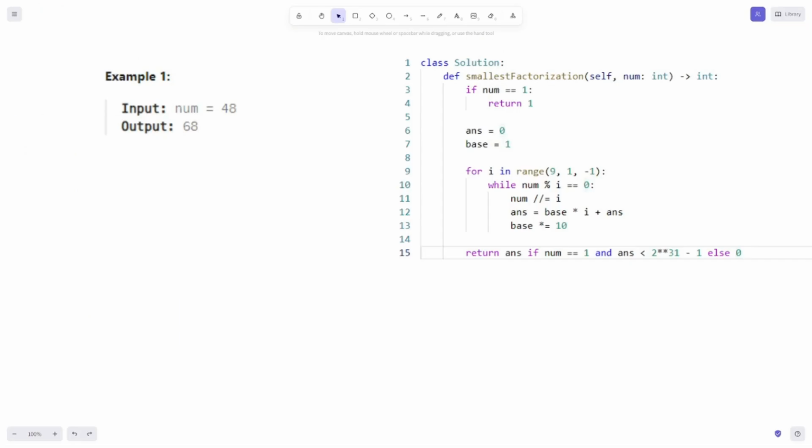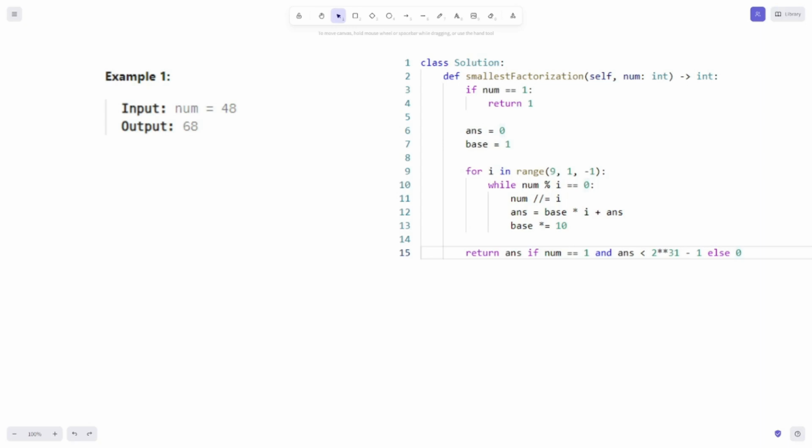Okay, running through the code. First, we define if num is equal to 1, we return 1. This just checks if the smallest factorization has already been found, we can simply return it. Next, we define answer to be 0 and base to be 1. So then we loop for I in range 9 down to 1. So we decrease the value starting at 9, so it goes for every loop 9, 8, 7, 6, 5, 4, 3, 2, 1. Then we check while num modulus I is equal to 0.